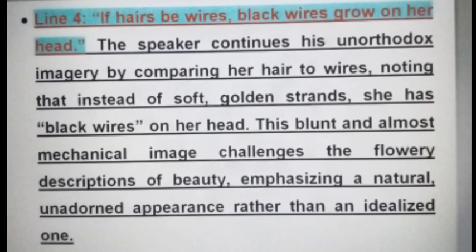Line number 4. If hairs be wires, black wires grow on her head. The speaker continues his unorthodox imagery by comparing her hair to wires, noting that instead of soft golden strands, she has black wires on her head. This blunt and almost mechanical image challenges the flowery descriptions of beauty, emphasizing a natural, unadorned appearance rather than an idealized one.